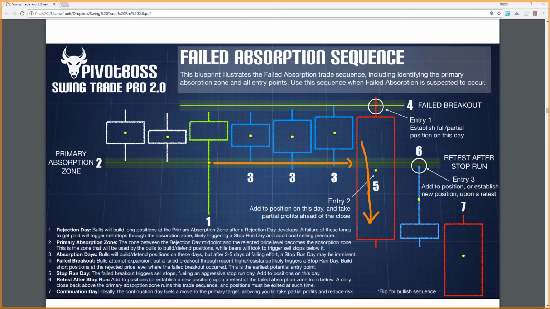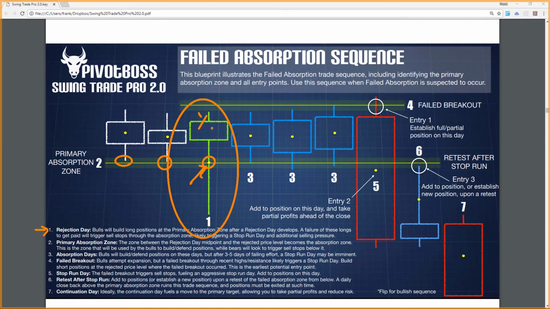So let's talk about this a little bit more here. Number one, rejection day. So this is your rejection day, right? You have your number one rejection day, a major breakthrough of recent lows, price rallies, the midpoint is at the zone here. That's your primary absorption zone. And so typically speaking, those participants will start a trade sequence for the rejection day, right?